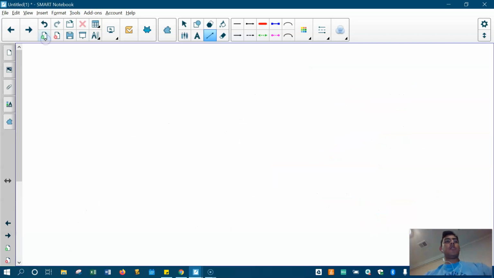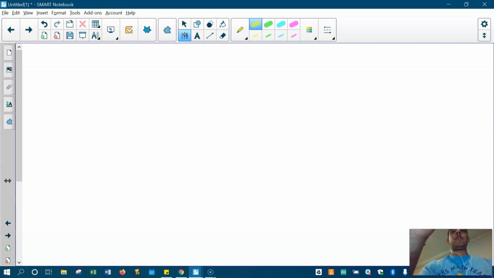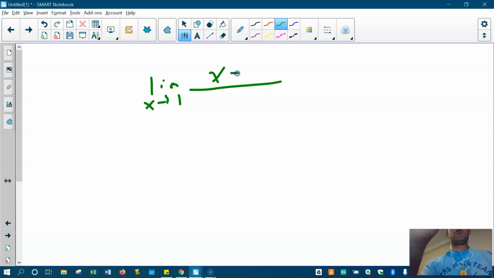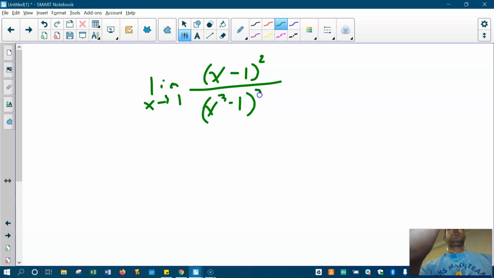I'm going to go ahead and just show you one example that's not on your package, so you feel free to write this anywhere, where you could use L'Hopital's rule a little bit more often than just this first derivative. Let's do the limit as x approaches 1 of, let's do (x minus 1) squared over, let me make sure this works, (x cubed minus 1) squared. I think this will work.